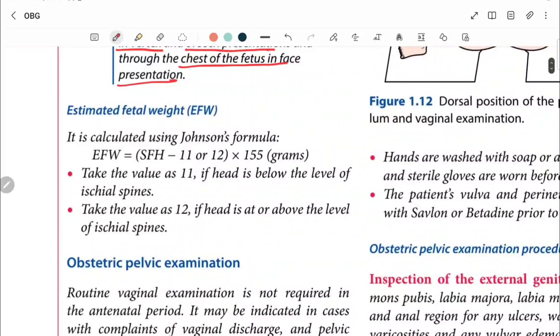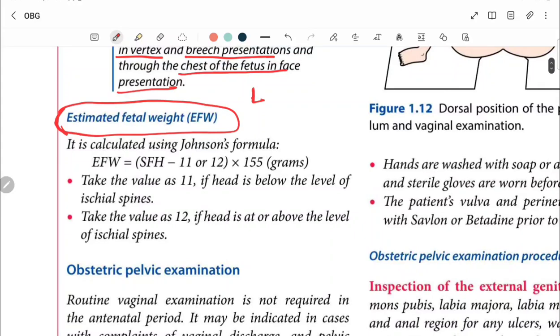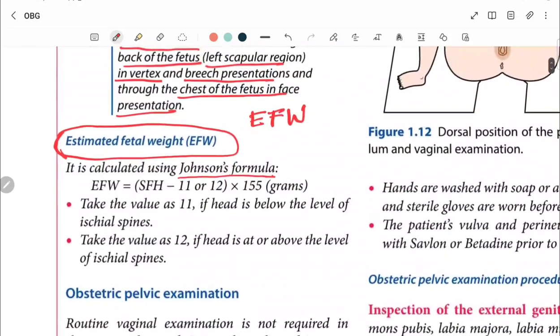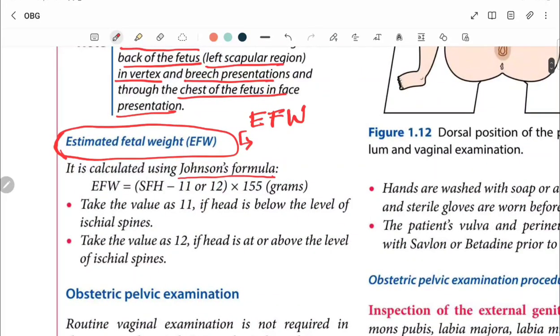So next, coming to estimated fetal weight. How do you calculate estimated fetal weight? Estimated fetal weight is calculated using a formula known as Johnson's formula.